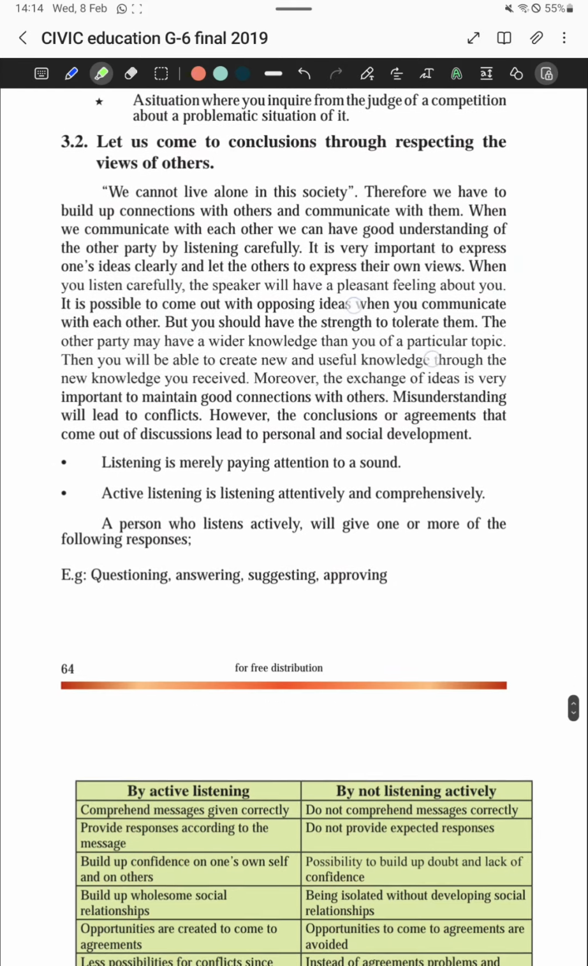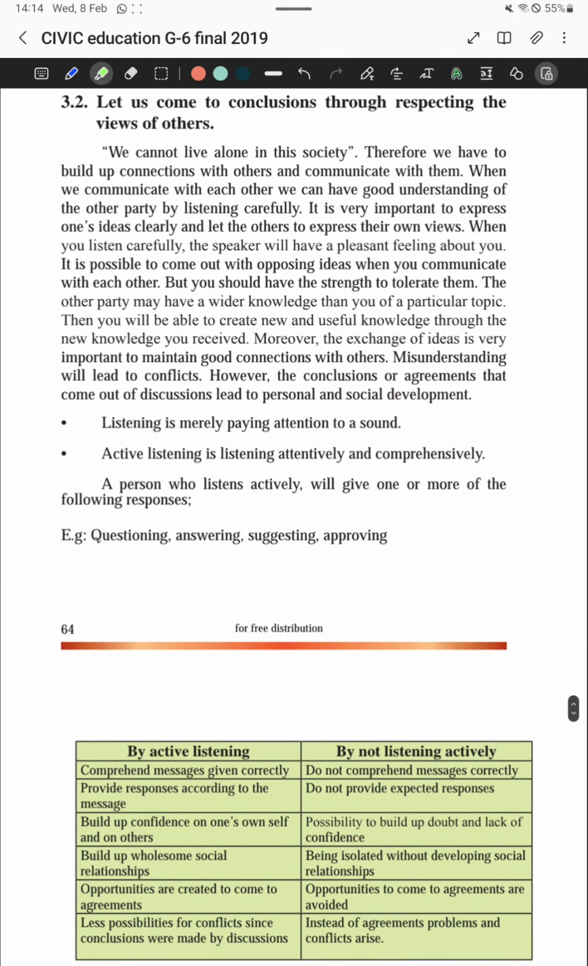3.2, right? The 3.2 subtopic is about: let us come to conclusions through respecting others' views. Definitely, this is what is not happening in my country, right? Nobody, especially adults, ever listens to others. They always think that they are right, but never listen to others. That is a bad thing in a country, right? That will affect the development of the country also. If a person is not listening to others' opinions, definitely there will be underdevelopment in that society and also in the economy.